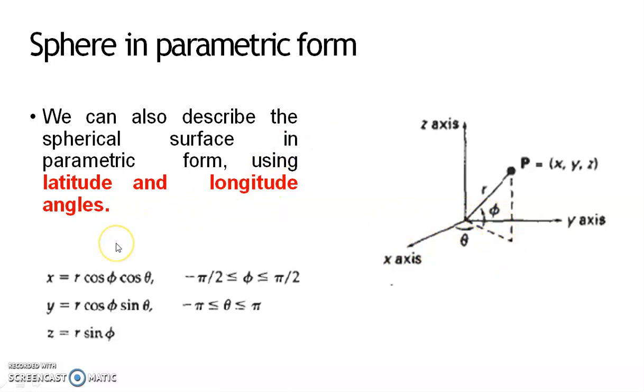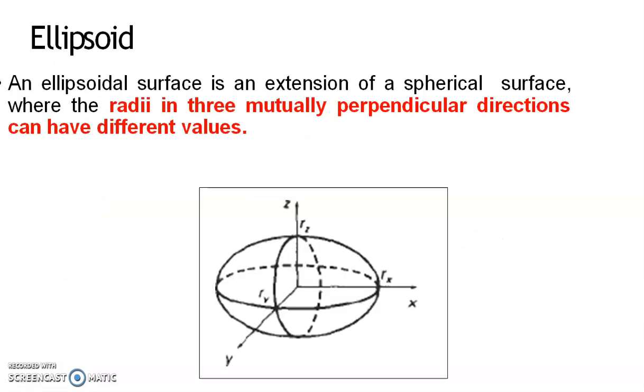Using this formula we can write x equal to r cos phi cos theta, y is equal to r cos phi sin theta, z is equal to r sin phi, where phi is in between minus pi by 2 and plus pi by 2, and theta is in between minus pi and plus pi. Here is the ellipsoid.